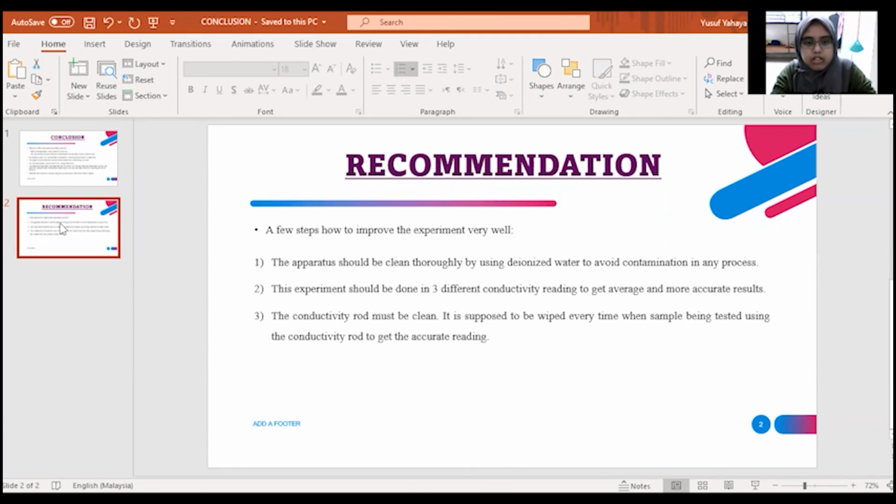For the third, the conductivity rod must be clean. It is supposed to be wiped every time samples are tested using the conductivity rod to get an accurate reading. That's all. Thank you.